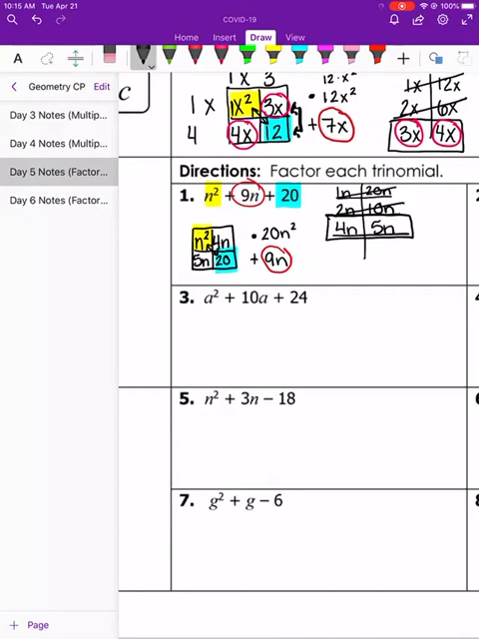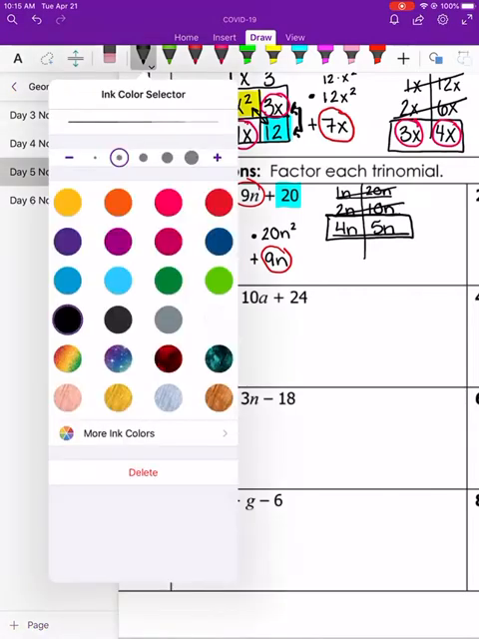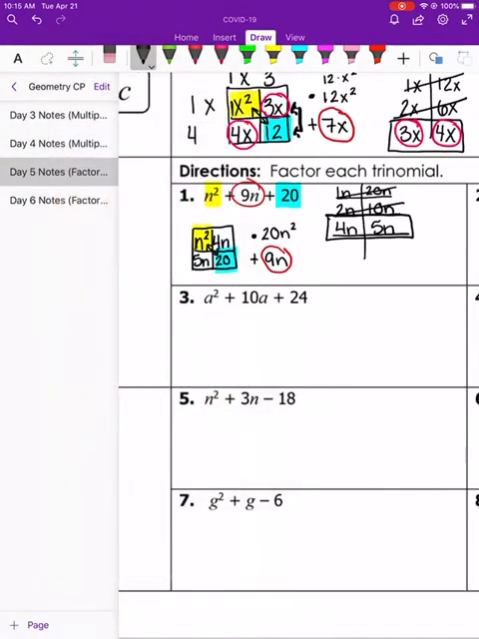And now I'm going to start taking out my highest thing I see in each row and column. So there's an understood 1 in front of that n squared. I made my box too small. I can't write it. Okay? So what can I take out of an n squared and a 4n? Well, my number that I can take out is a 1, because there's a 1 in front of that n squared. And then I have 2 n's in my first box and 1 n in my second box. So the highest thing I can take out is 1 n.